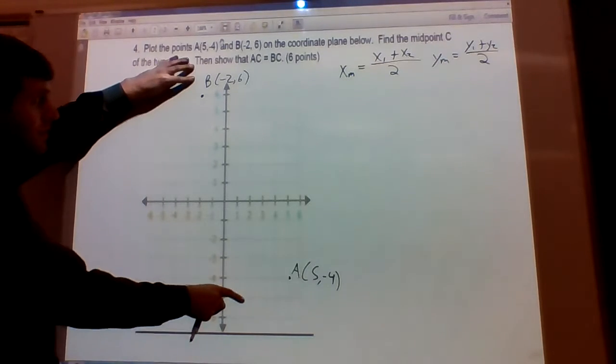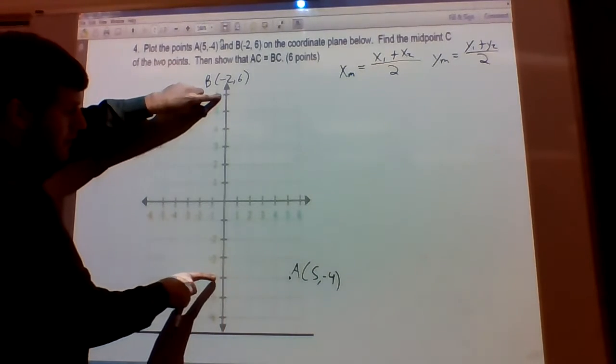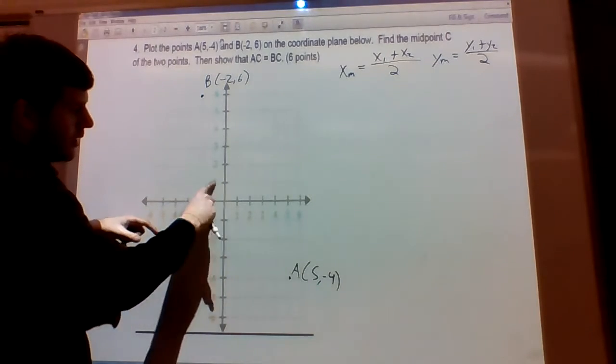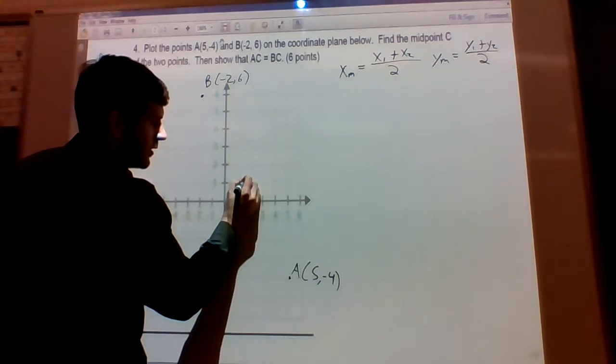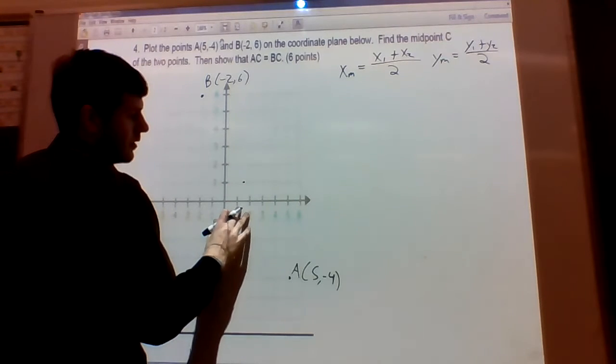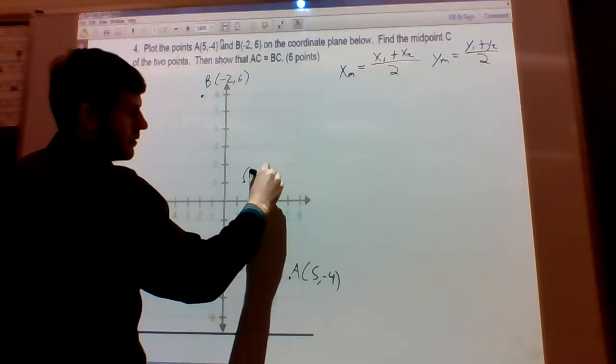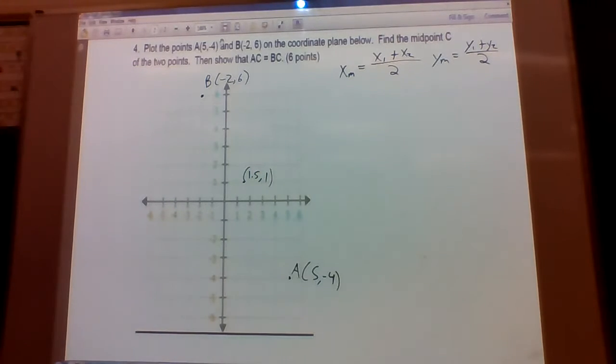What's halfway between 6 and -4? Well, if you go down 5 and up 5, we'll meet at 1. So we know right away our point's going to be, without even doing any math, 1.5, comma, 1. Well, let's do it and make sure we know how to use the formula, which is taking the average of the x value and the average of the y value to find the middle.